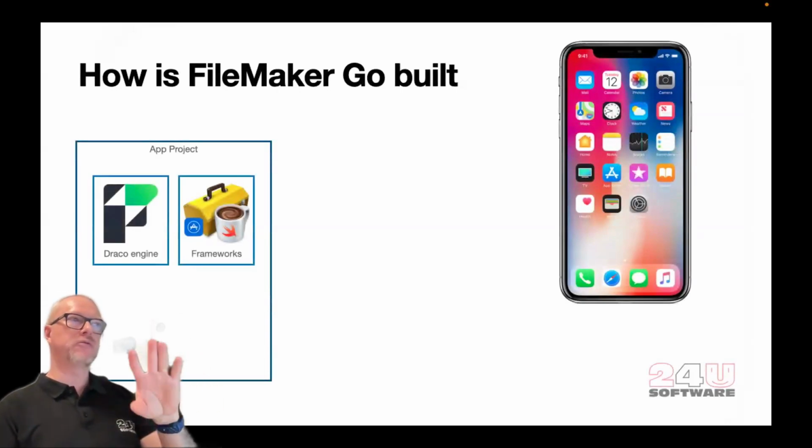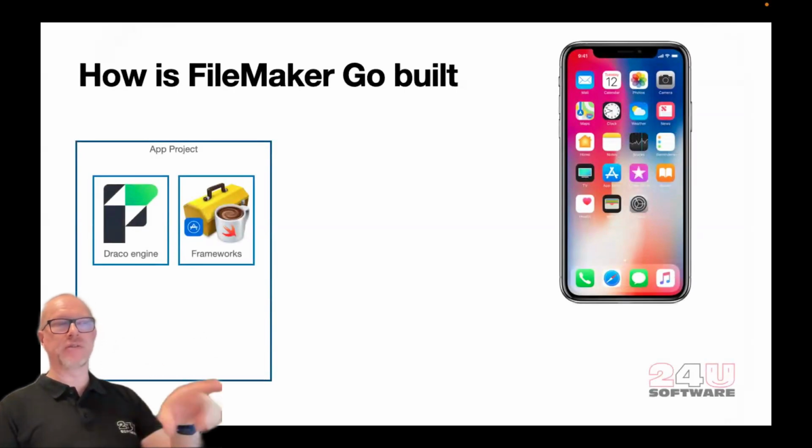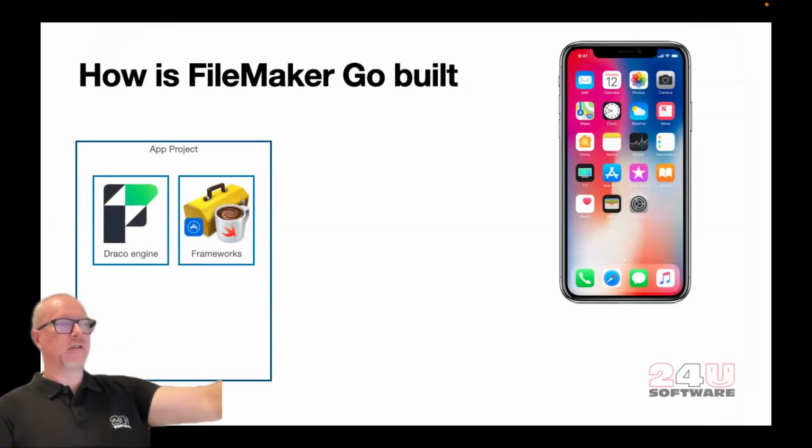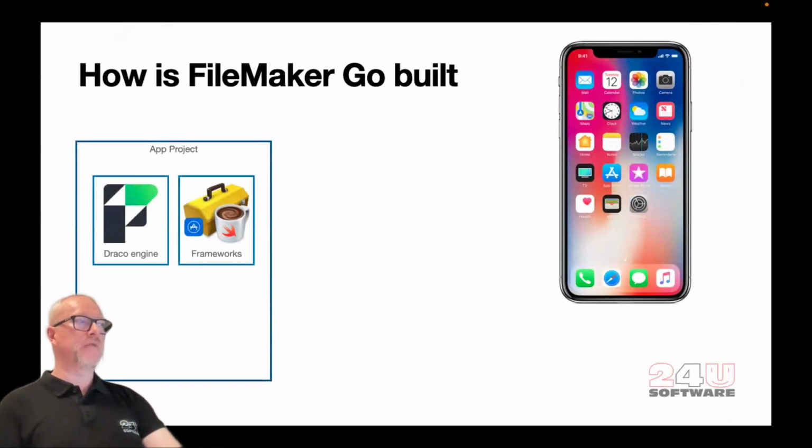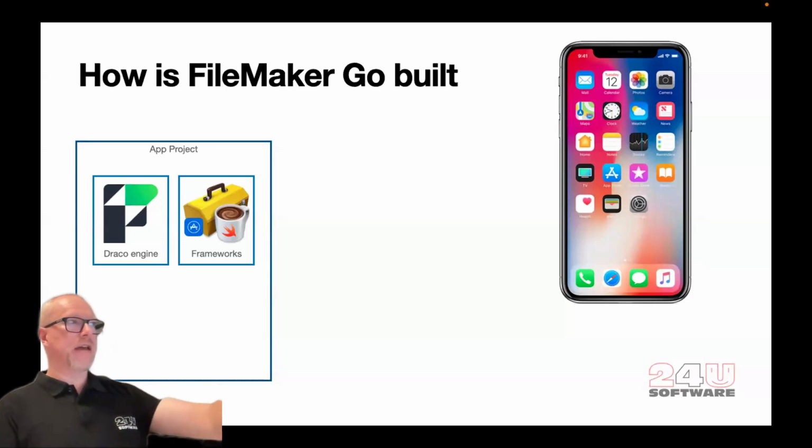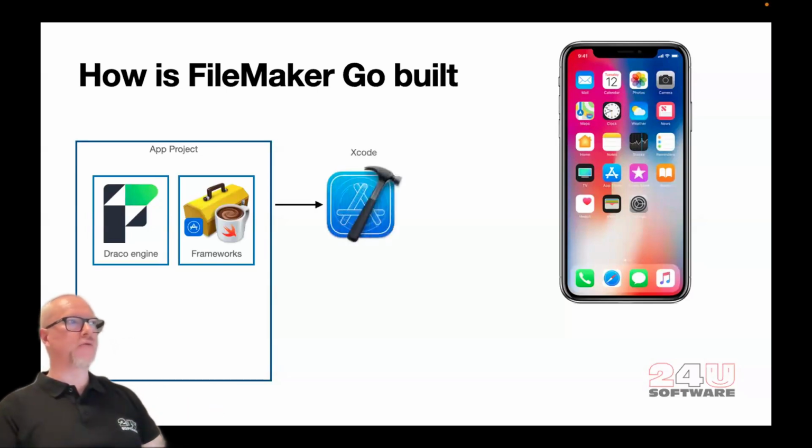In order to explain that, I have to tell you how Claris actually builds FileMaker Go before they put it on the App Store and you can download it. They also have some kind of project which contains the Draco engine. It contains all the different frameworks and libraries from Apple and other providers, and they take this, run it through Xcode, that's Apple's developer tool, and then it builds the app. That's the FileMaker Go app.